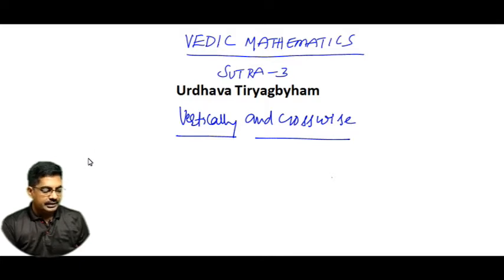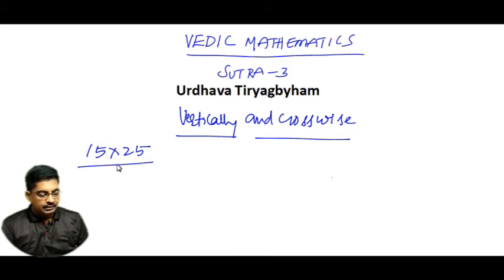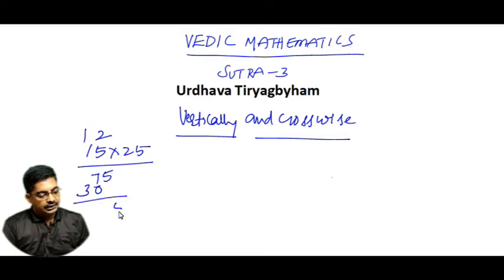Now let us see an example. If you want to multiply 15 and 25, what will you do? In traditional mathematics, you first multiply 15 with 5. 5 5s are 25, carry 2, and 5 1s are 5, plus 2 is 7. Then 2 5s are 10, carry 1, and 2 2s are 4, 2 1s are 2, and the carry 1 goes to 3. So the final answer is 375. So it involves 2 multiplications and 3 additions.